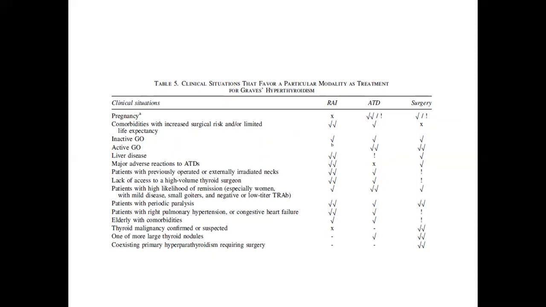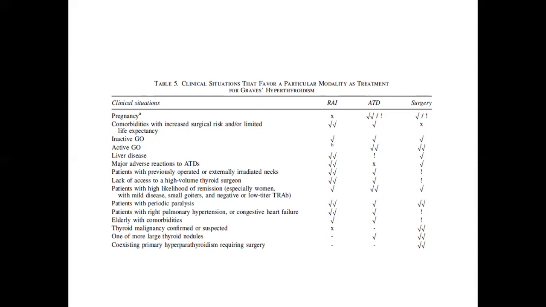In patients with inactive Graves' ophthalmopathy, all the modalities have equal treatment efficacy and can be used without any differences. However, in patients with active Graves' ophthalmopathy, antithyroid medications and surgery are more effective than in patients with inactive Graves' ophthalmopathy.